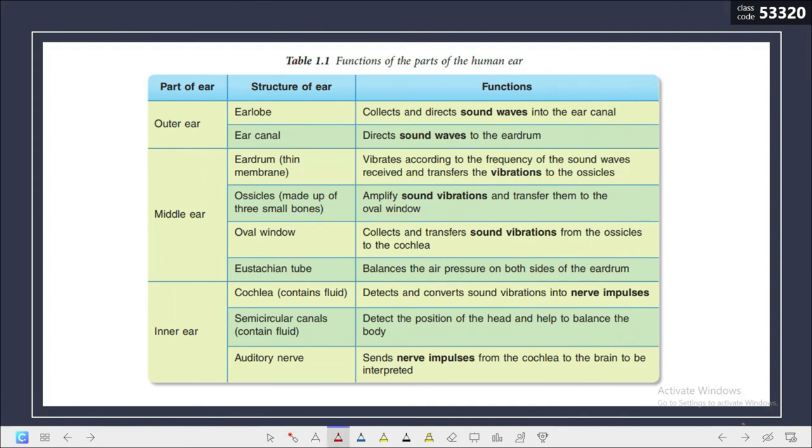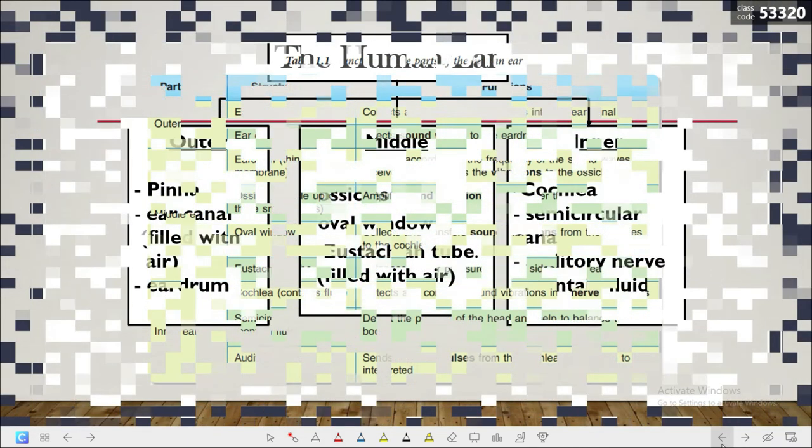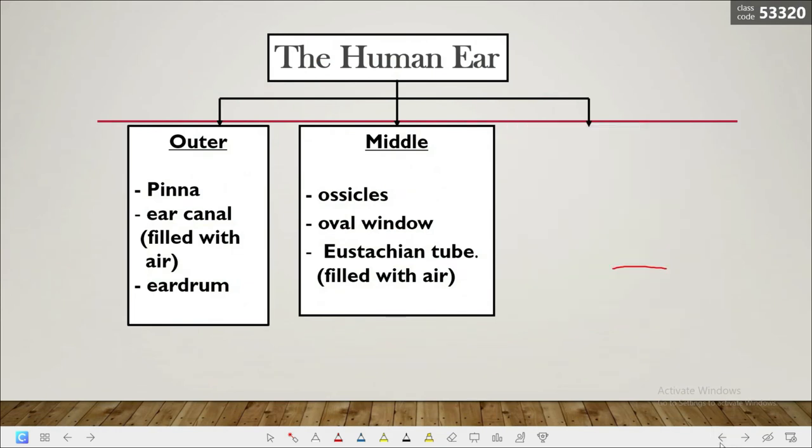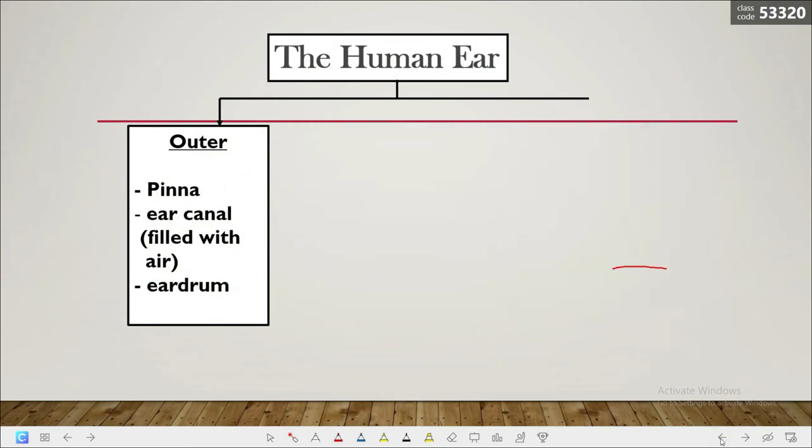Okay, so now we learn the function of each part. The earlobe is actually to collect and direct the sound waves into the ear canal. So let's see the diagram. Where is the earlobe?